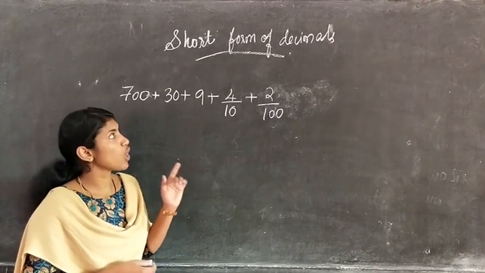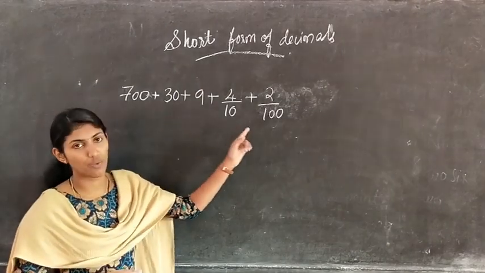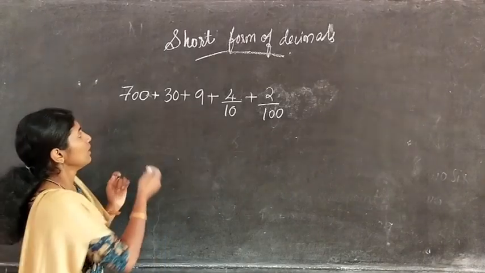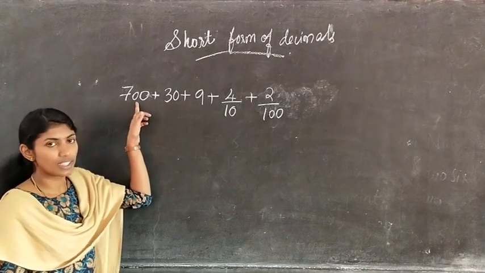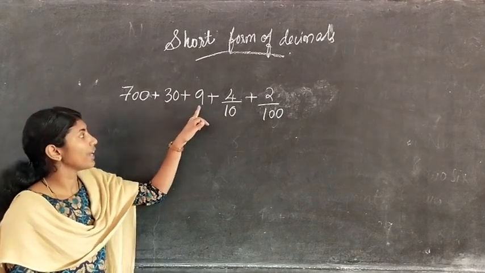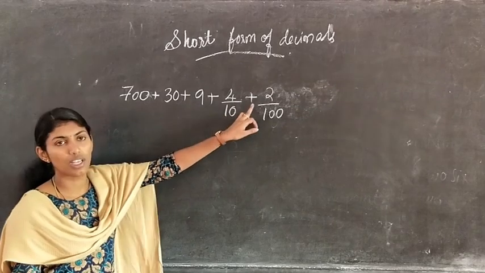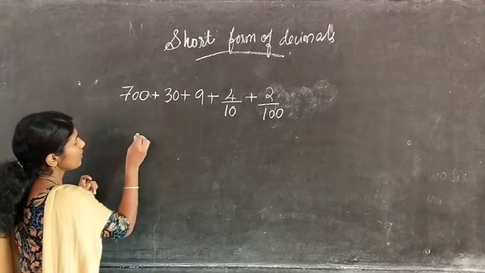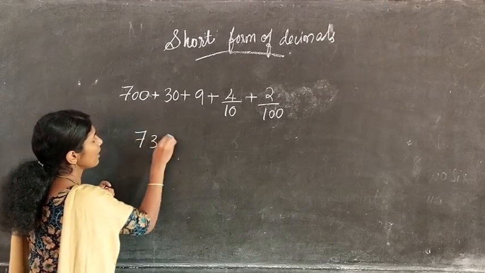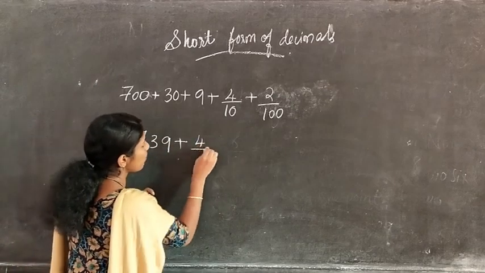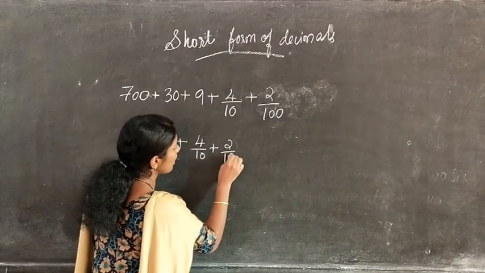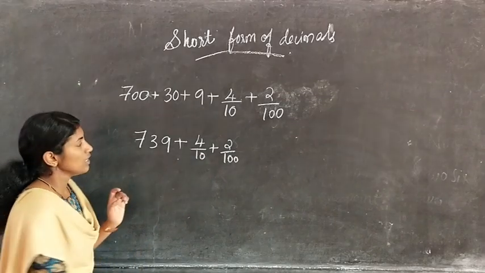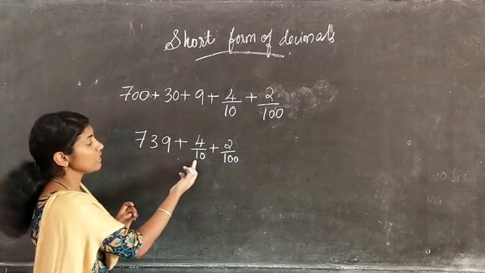Next, moving to short form of decimal. Consider this expanded form of a decimal number. Here we have to convert this into short form. That is question 700 plus 30 plus 9 plus 4 by 10 plus 2 by 100. So, when we add all these, we will get 739, then plus 4 by 10 plus 2 by 100. We know that this is the whole part and this is the fractional part. So, here we can convert this fraction to decimals.